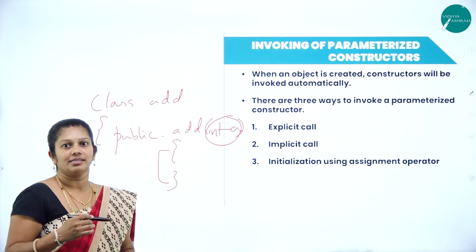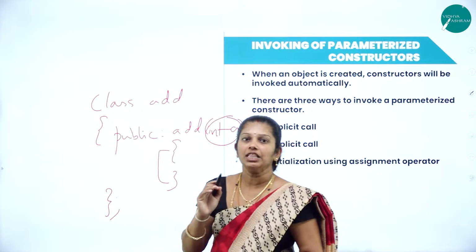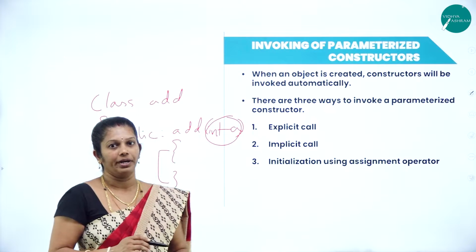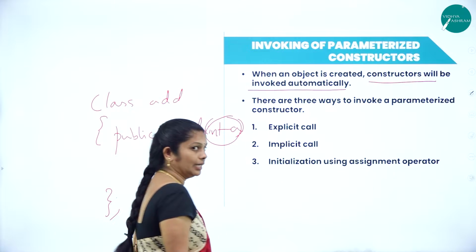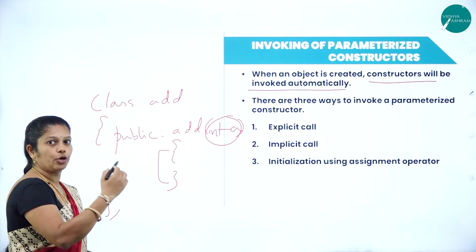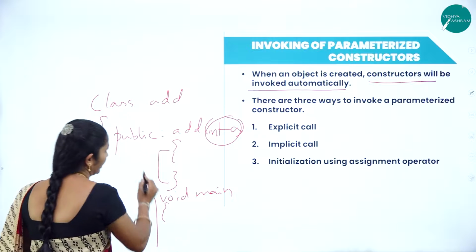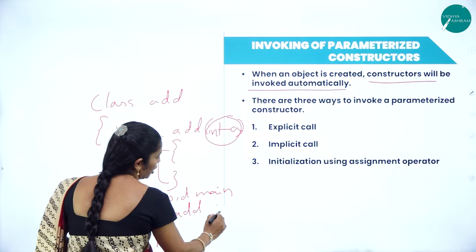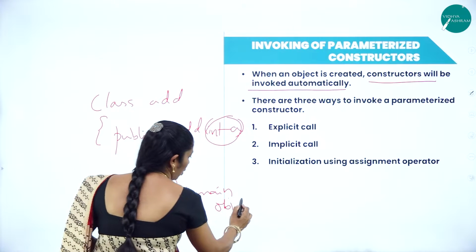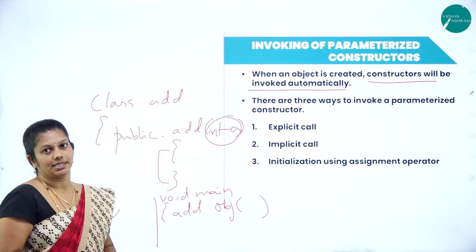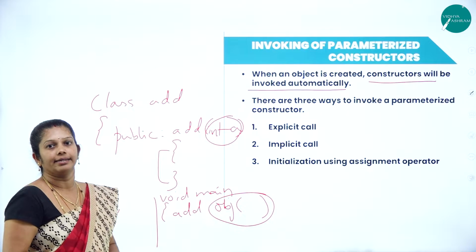Any parameterized constructor can be invoked in three methods. One is implicit call, one more is explicit call, and one more is initialization at the time of declaration with assignment operator. Now, when an object is created, the constructor will be invoked automatically, as already told. That means in the main program, void main, when we are going to create the object, for example, the class name is add, and the object is created without arguments, then the default constructor will execute. If you have arguments here, then the parameterized constructor will execute. That means when we create the object, automatically this constructor will execute.